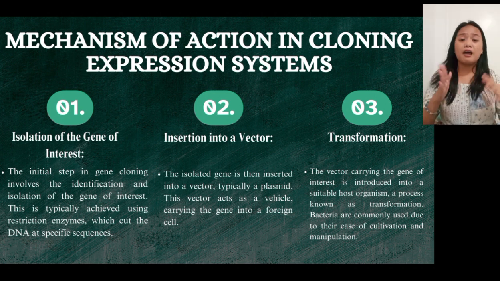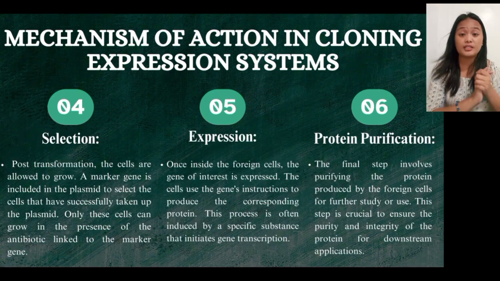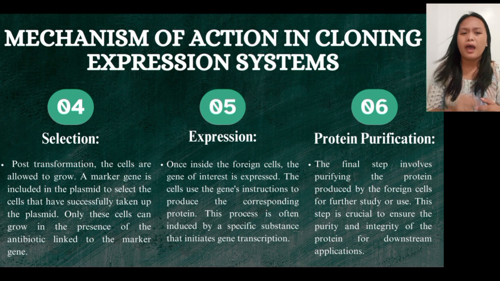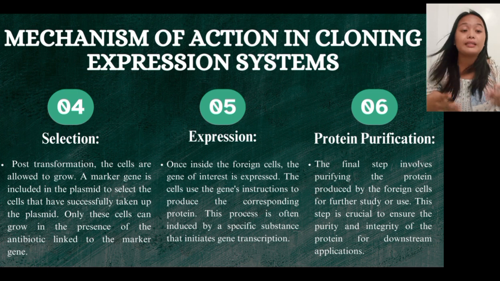So after that, we move on to step 4, the selection. After transformation, the cells are allowed to grow. A marker gene is usually included in the plasmid, which allows for the selection of cells that have successfully taken up the plasmid. This marker gene usually confers resistance to a specific antibiotic. So, only the cells that have taken up the plasmid can grow in the presence of the antibiotic.